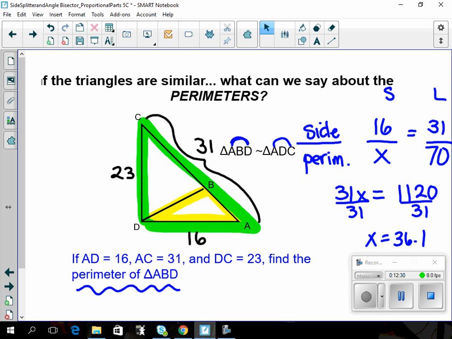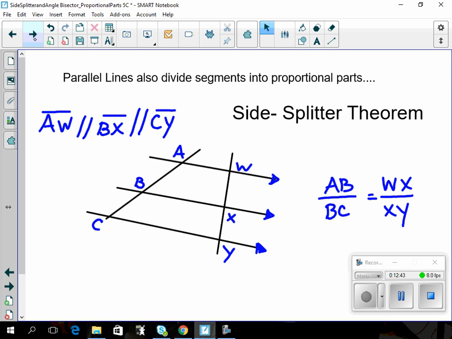Last example. You ready for the last one? I don't want you to write this part down. I just want you to look, and I'll tell you what example I want you to write down in your notes. So let's just watch what this is called. This is called the side splitter. What the side splitter does is it takes a bunch of parallel lines with some transversals. Now, I could make these triangles if I wanted to, couldn't I? Just kind of extend them all the way up. They don't have to be triangles, but they can be. But it divides them into proportional parts.